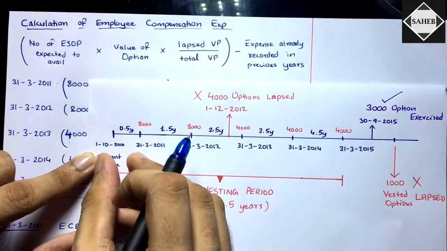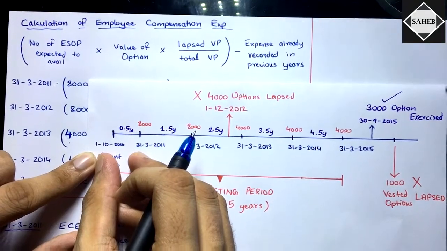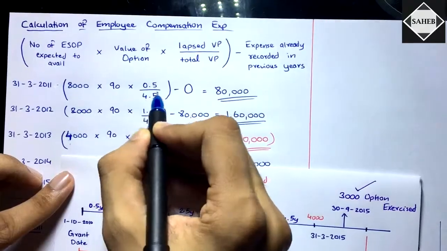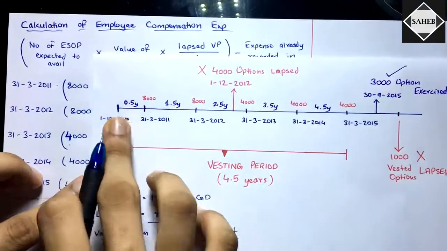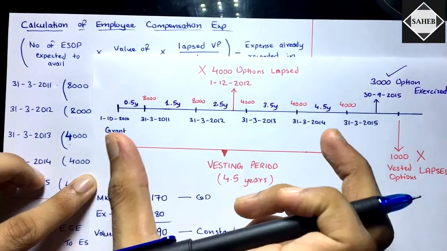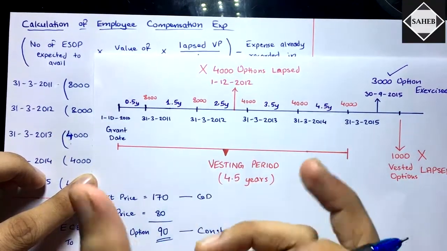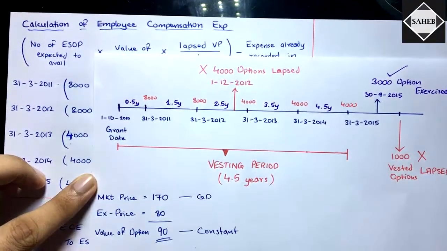So only how much? Half year has been passed, right? Only 6 months have been passed. So that's why we have to take 0.5 divided by the total vesting period. Half year has been passed, 4.5 years remaining. Half year has been passed, whole is remaining, right? Not remaining, I mean the total vesting period is 4.5 years.